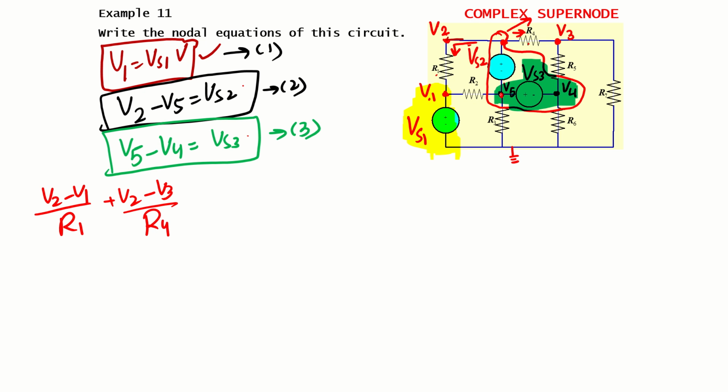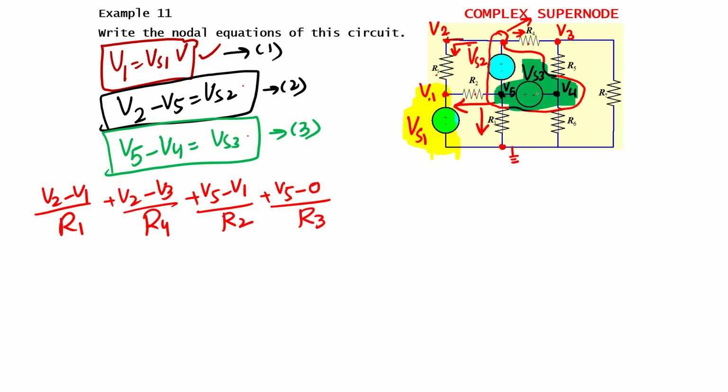Let's come to V5. What are the currents leaving from V5? The current through R3 and the current through R2. Let's go with R2: V5 minus V1 divided by R2. The current through R3, what will be that? V5 minus the second node, which is 0, divided by R3. Right?